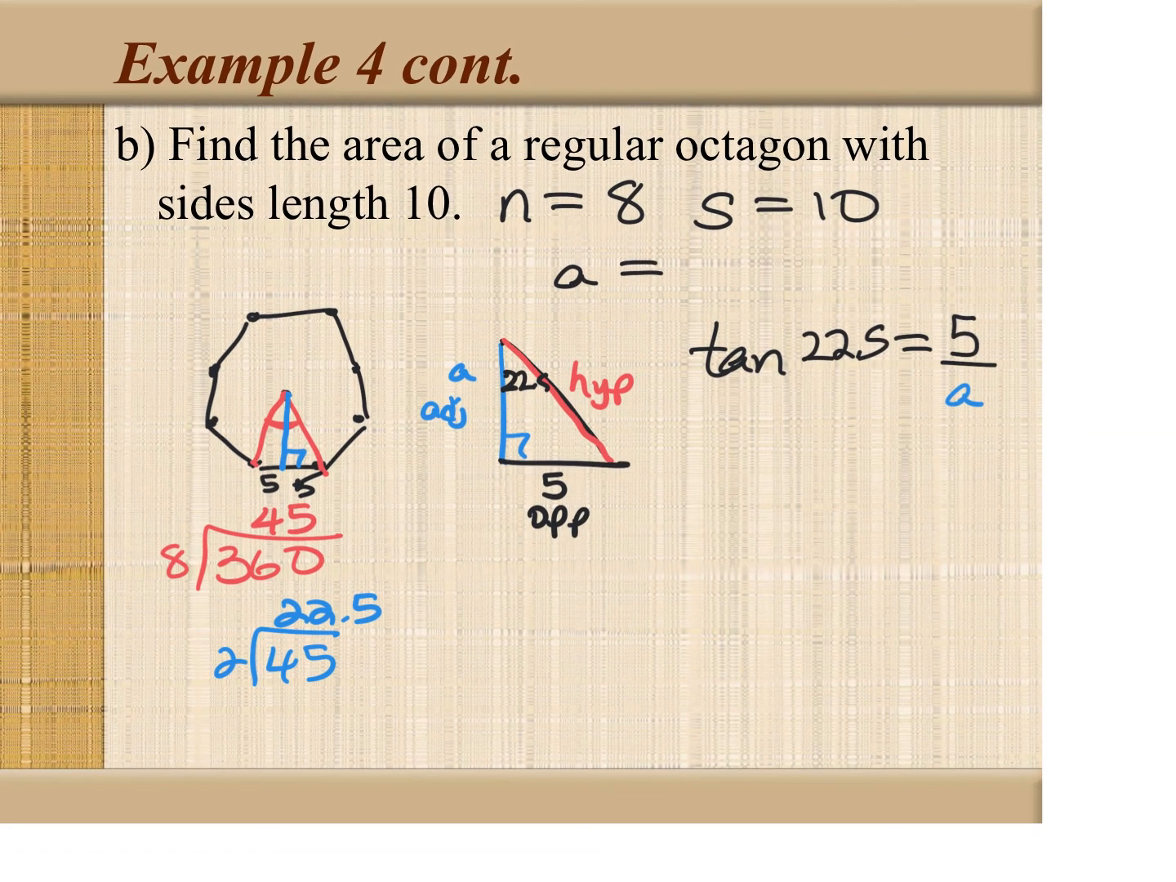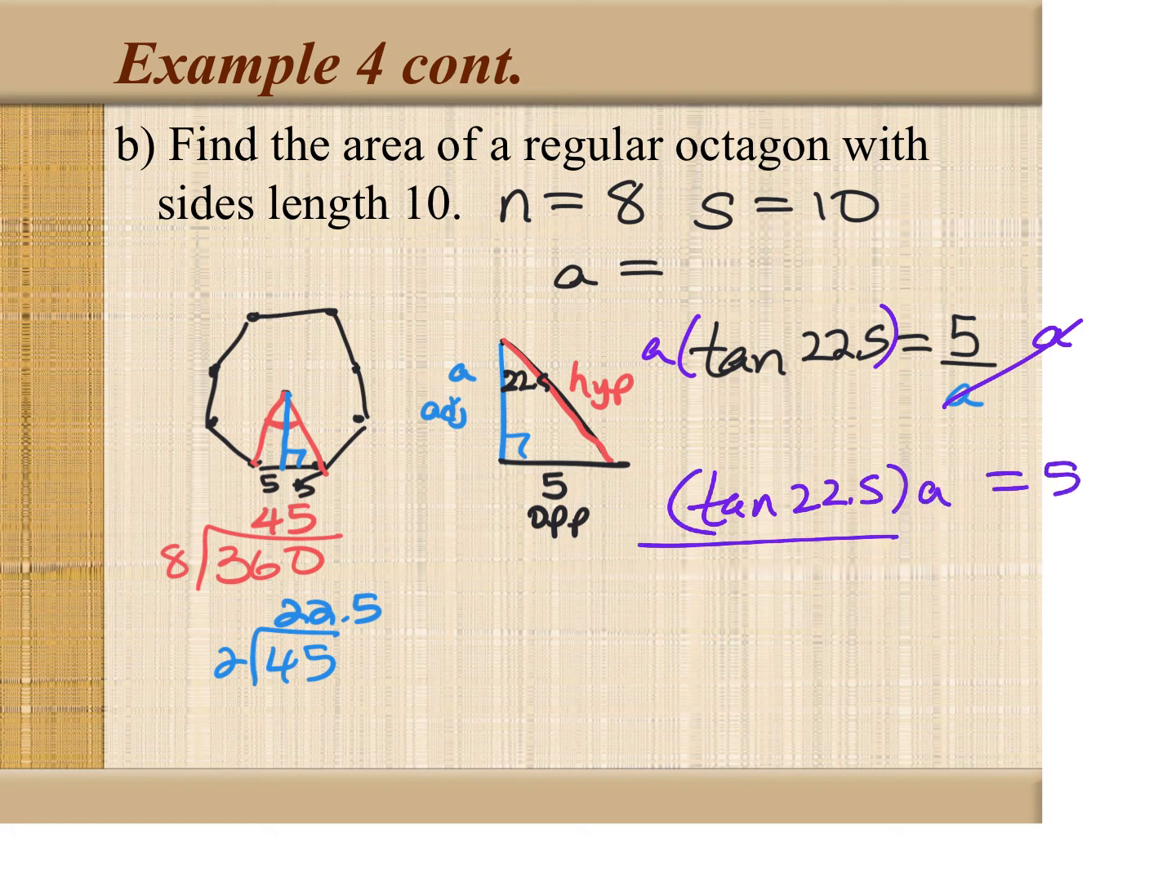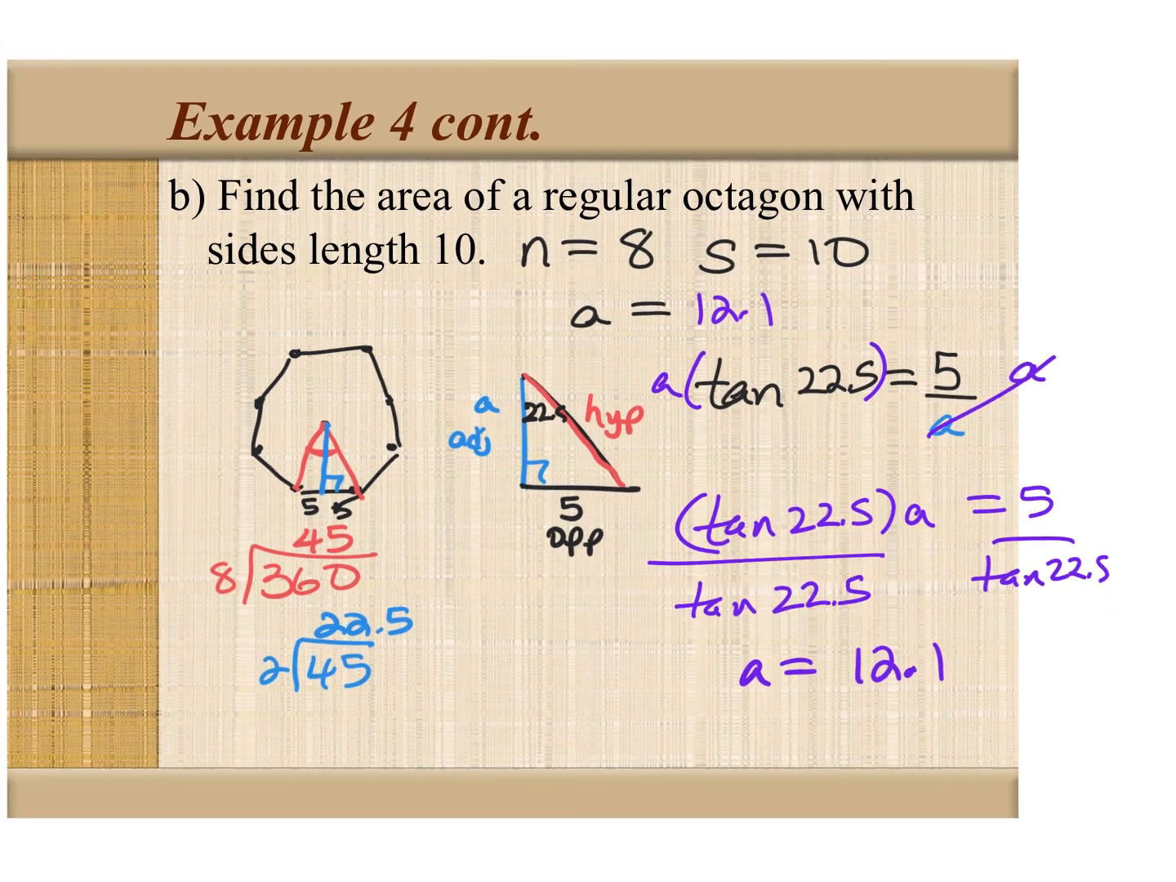Remember, when the variable's in the bottom, we're using division to solve. So what I'm going to do here is multiply both sides by a to get it out of the bottom of the fraction. So now I have tangent 22.5 times a equals 5. Divide both sides by tangent 22.5. And A is equal to 5 divided by tangent 22.5, and I get rounded to the tenths place, 12.07, so 12.1 is my apothem.